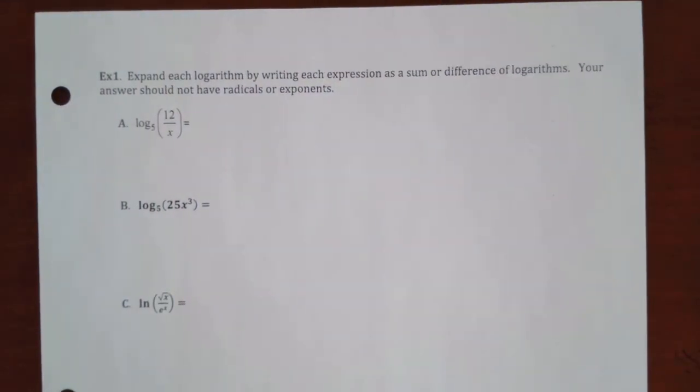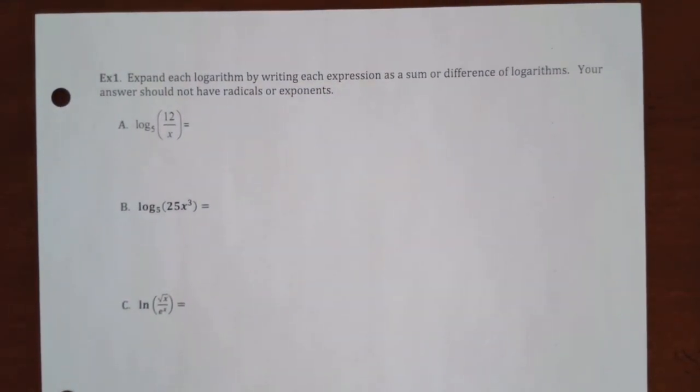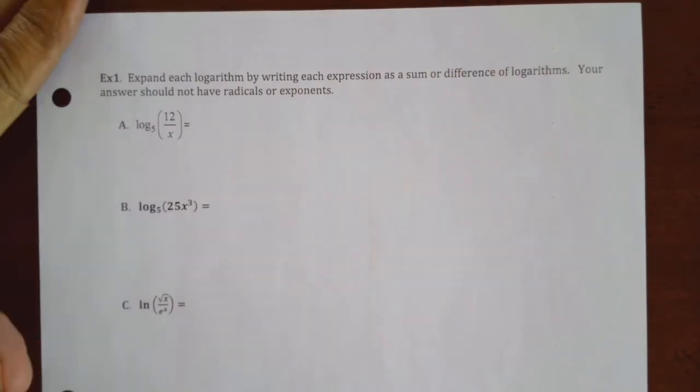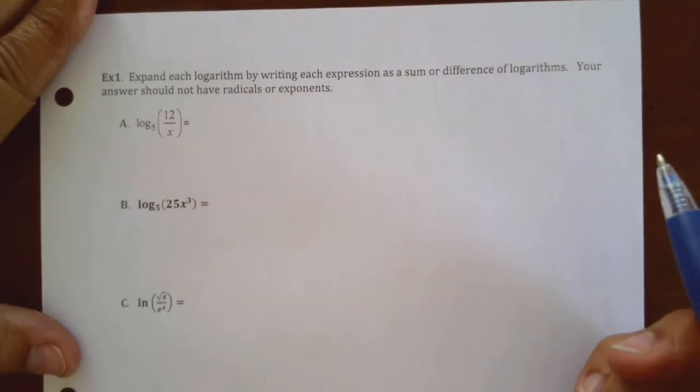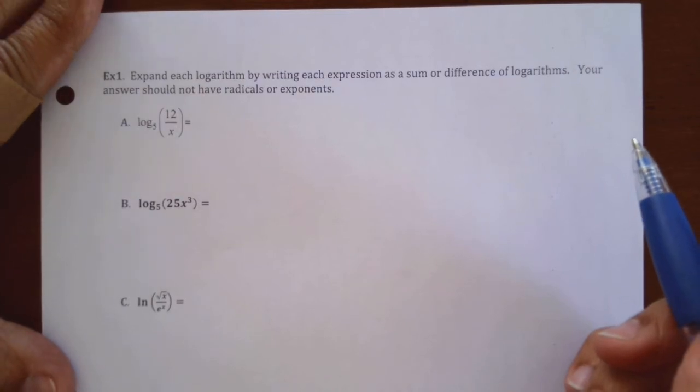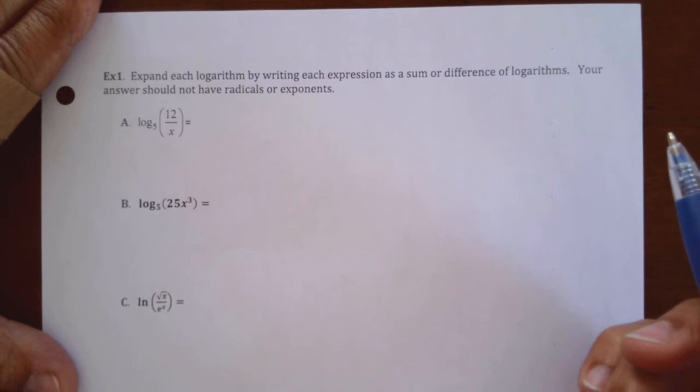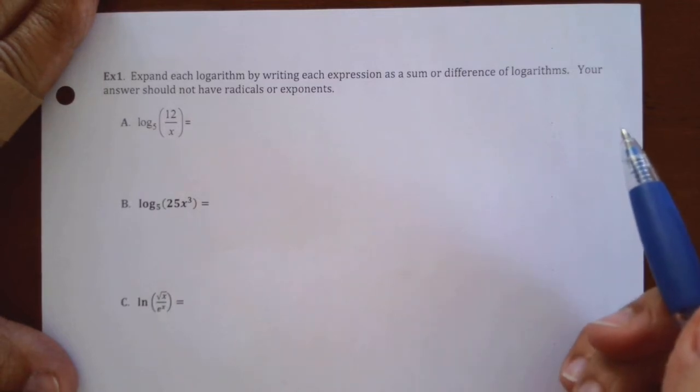So what we're going to do with the properties is either expand them or condense them, okay? That's your job. That's what you'd have to be able to do. We're going to start with example 1, which is expanding. You're going to take one log and break it up either using addition if it's multiplied, subtraction if you see division, or the power rule if you see an exponent.